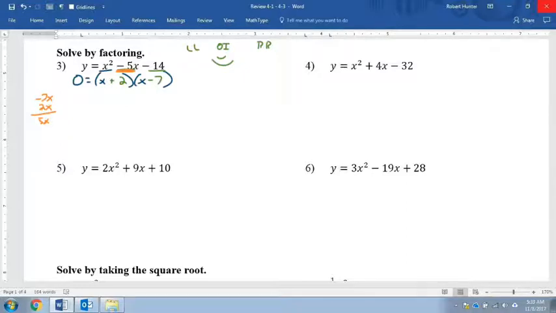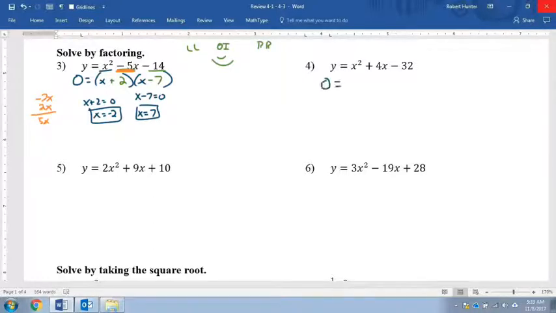But from here, you just set them equal to 0. x plus 2 equals 0. Move the 2 over, x equals negative 2. There's one of your answers. x minus 7 equals 0. Move the 7 over, so x equals positive 7. That's number 1. I'd try number 2 before if I were you. But otherwise, here you go.